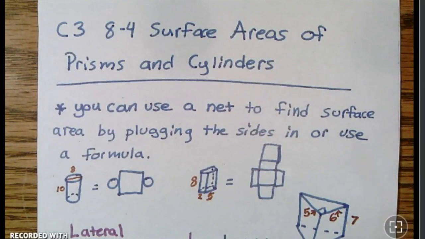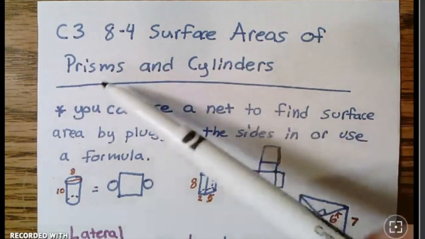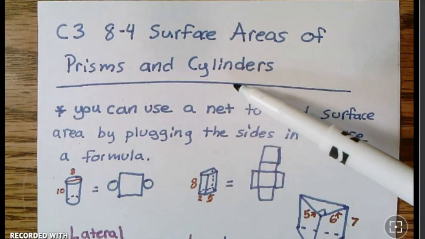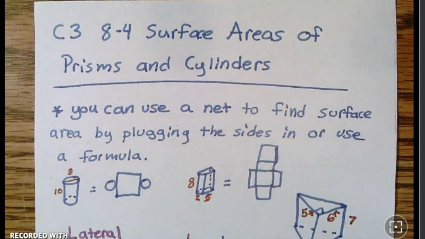Graders, and welcome to lesson 8.4 on surface areas of prisms and cylinders. Remember that I told you that prisms and cylinders are related to each other in that they both have two bases, so keep that in mind. So there's two ways to figure out surface area.